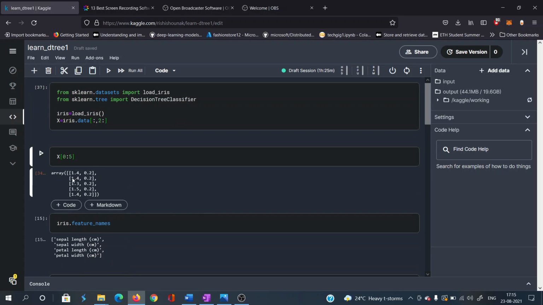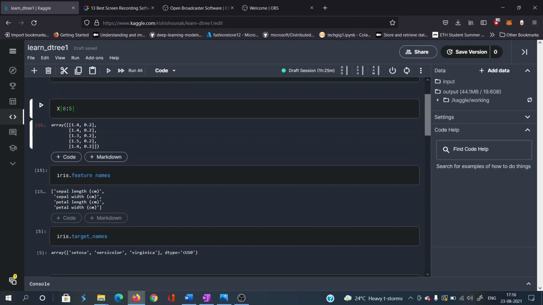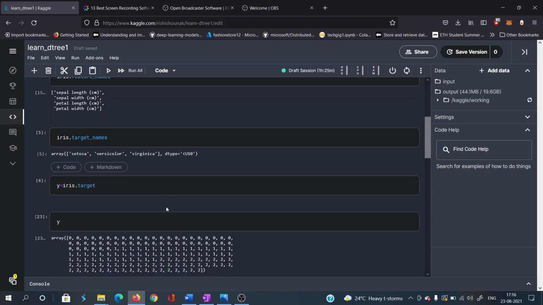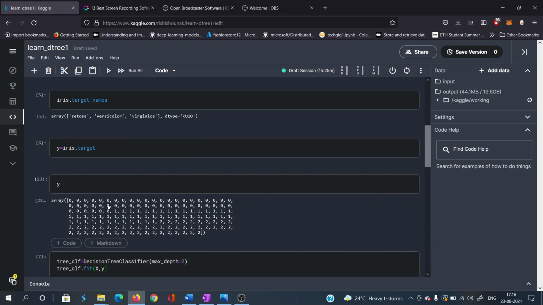So this is how the numbers look: 1.4, 0.2, that is 1.4 is the petal length, 0.2 is the petal width. The targets that we are going to predict are Setosa, versicolor and virginica. These have been label encoded, so they are 0, 1 and 2.